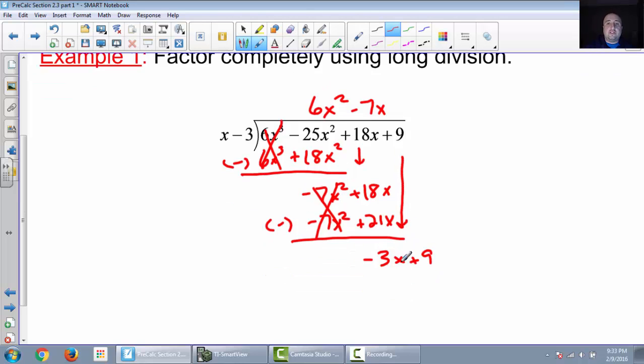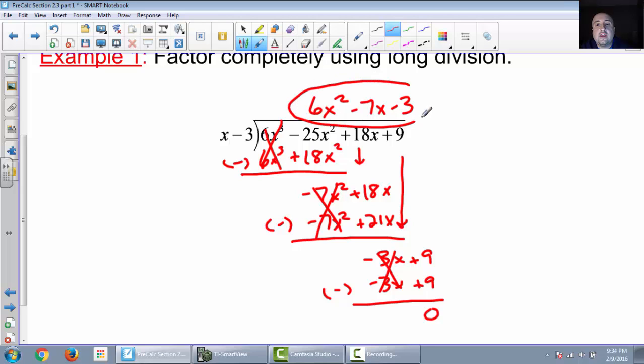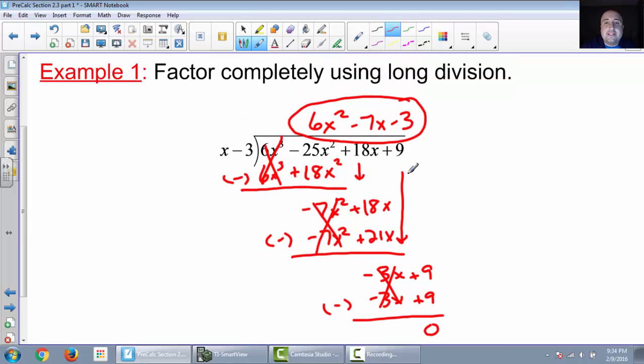The process starts again. What do I multiply x by to get negative 3x? Hopefully you see that that's negative 3. Multiply. Negative 3 times x is negative 3x. Negative 3 times negative 3 is positive 9. And then we're going to subtract. Negative 3x minus negative 3x cancels. 9 minus 9 equals 0. So our final piece of the puzzle right there is 6x squared minus 7x minus 3.